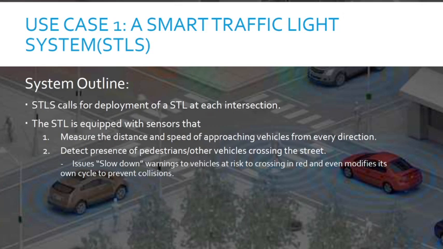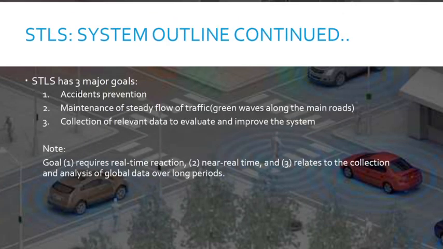Suppose it's use case one, a smart traffic light system, STL, as shown here. This STL system calls for deployment of an STL at each intersection. The STL is equipped with sensors that will be generating data for the cloud, measuring the distance and speed of approaching vehicles from every direction. Second, it will detect the presence of other vehicles crossing the street. Then it will slow down and warn vehicles at risk of crossing on red, and even modify its own cycle to prevent collisions.